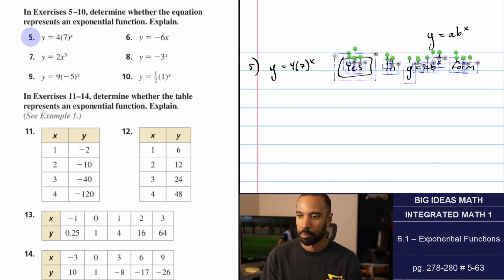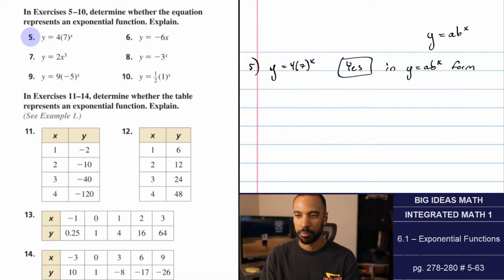I'm going to copy and paste that. That looks really weird, but I'm going to do that. Number 6, negative 6x. No, this is a linear function. Linear functions are not exponential. You can see x is not in the exponent here. So y equals negative 6x.